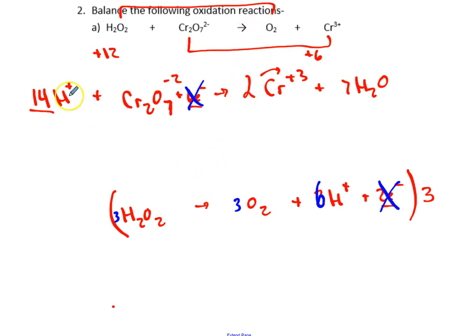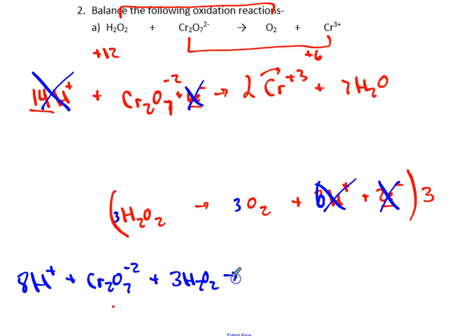All right, I don't want to rewrite everything, so I'm going to take 14 H pluses and subtract 6. So 8 H plus. Are we okay with how I did that? Okay, canceling those out. Plus Cr2O7 2 minus, plus 3H2O2 goes to 2 Cr plus 3 plus the waters here. I have 7 minus 3. Are we okay with that? So plus 4 water.